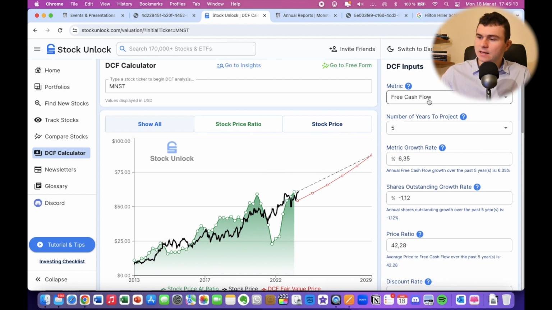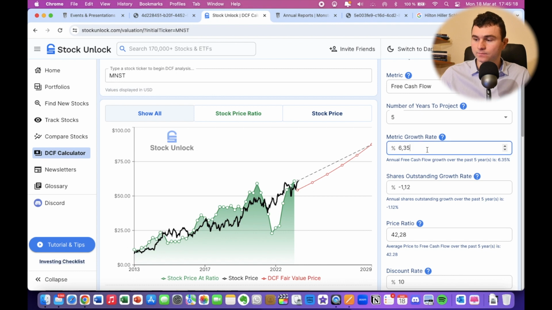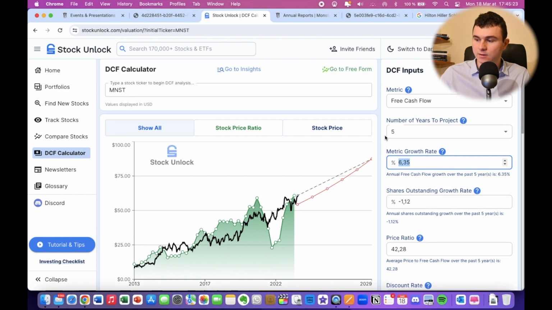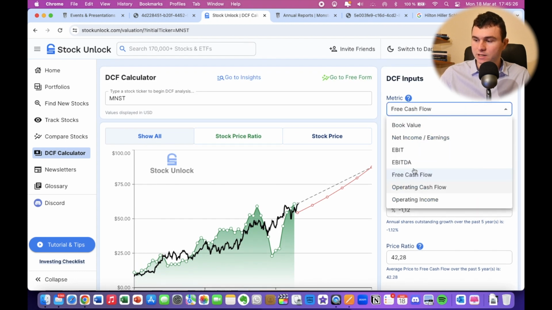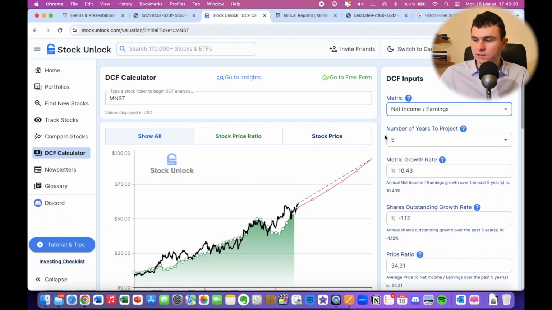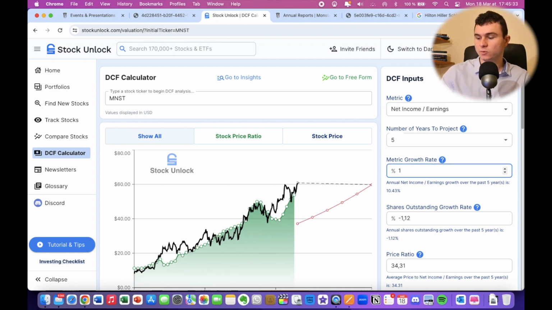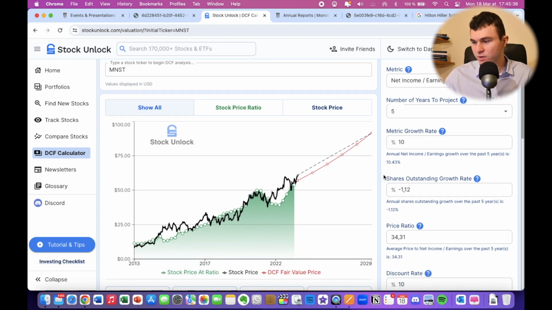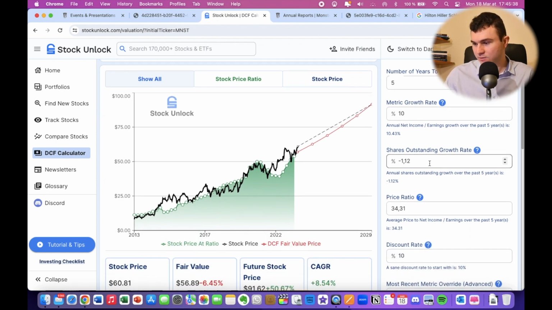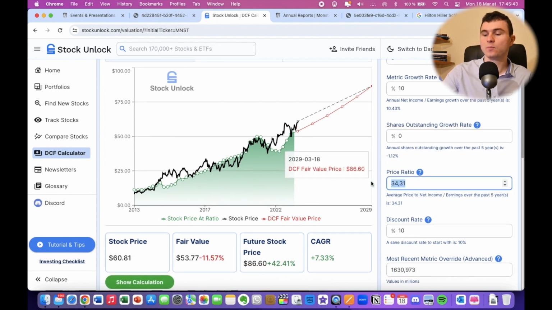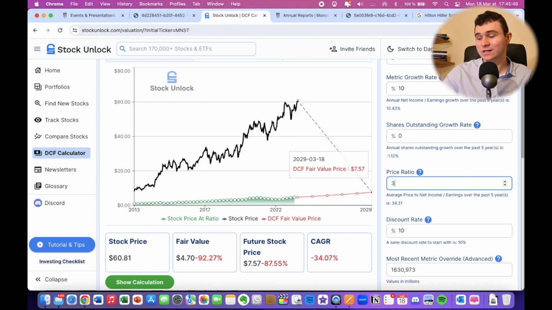And let's say that free cash flow over the next 5 years will grow. They have grown 6% because of this big dip. Okay. So if you average everything out and if you focus on net income, okay, 10% growth. If you think that the business will continue to grow its earnings at 10% per year for the next 5 years, do you think it will have some buybacks? No, no buybacks. And I think the price in 5 years will be at the average of 30.